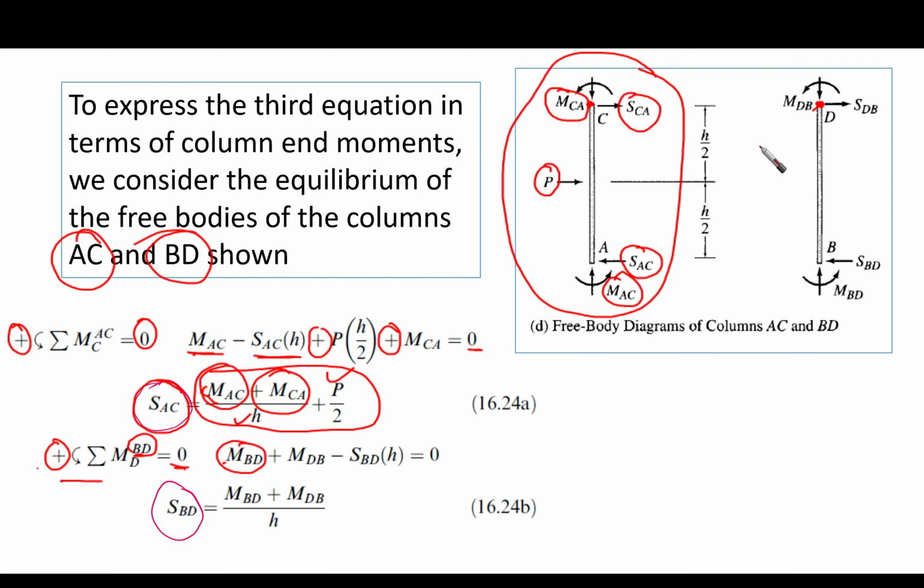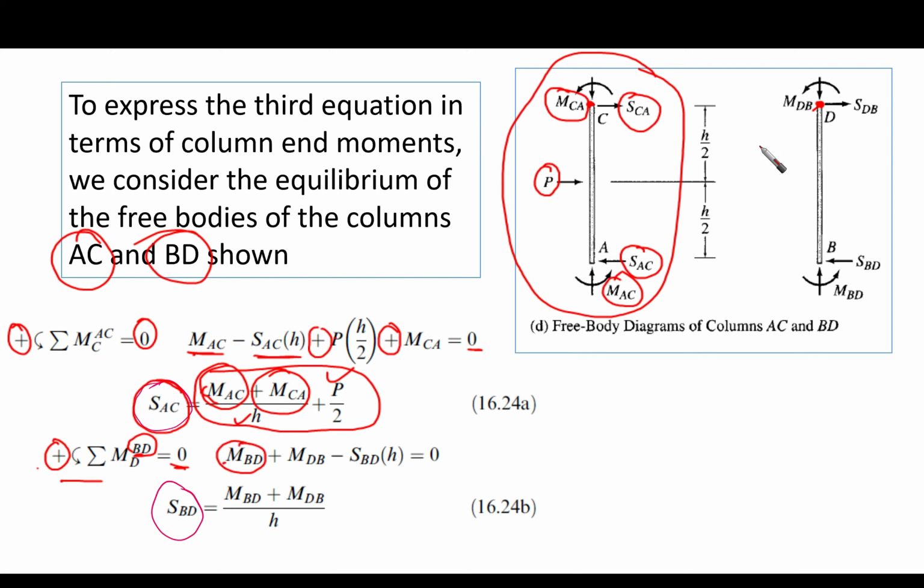Rearrange this equation and you are going to find that all the terms are end moments. This is what we are expecting, and the last term is PH over 2. It's a known term for us, equating to 0. This is what we call the third equation in terms of the end moments. Okay, that's clear and good.